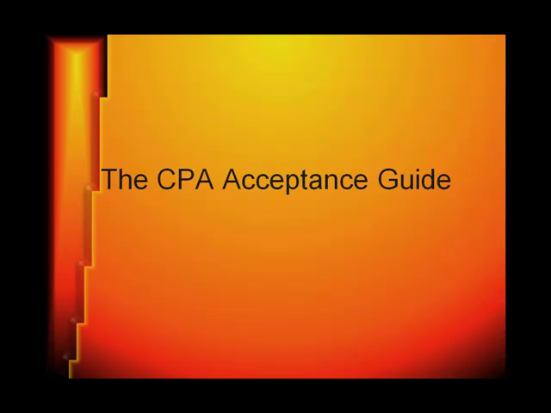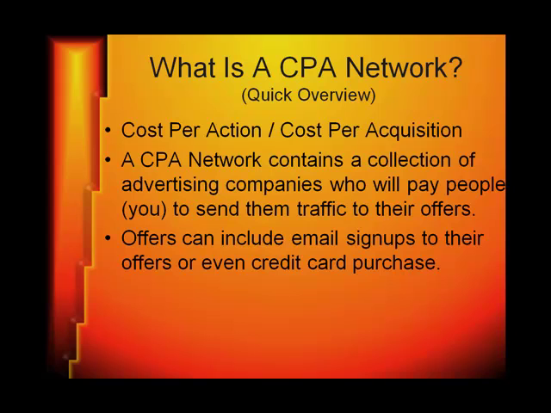Okay, so welcome to the CPA acceptance guide, and in this guide I will show you how to get accepted into a CPA network. So let's start off with what is a CPA network. A CPA network is a cost per action or a cost per acquisition network, and what this generally means is that there will be a company which has many merchants associated with it, and these merchants will pay affiliates, which are people like yourself, to send traffic to their offers.